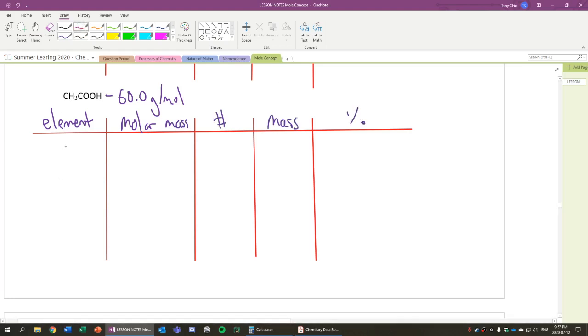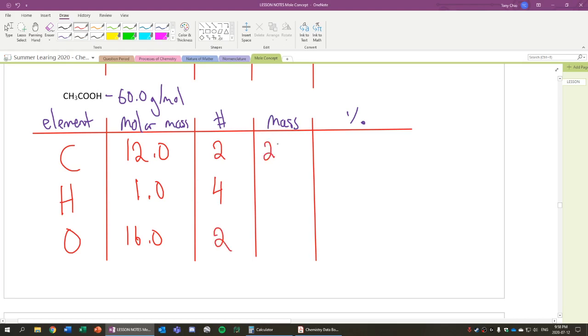Okay, the elements we have present are carbon, hydrogen, and oxygen. The molar mass of carbon is 12.0. The molar mass of hydrogen is 1.0. And oxygen is still 16.0. There's 2 carbons here, there's 4 hydrogens, and there's 2 oxygens. So total mass here is 24.0, 4.0, and 32.0.